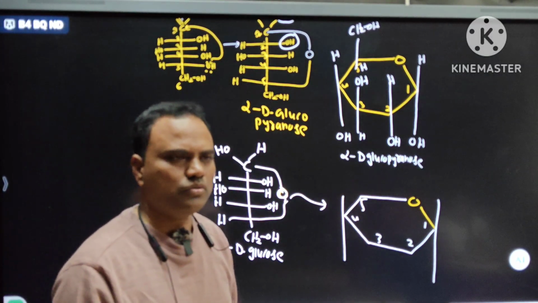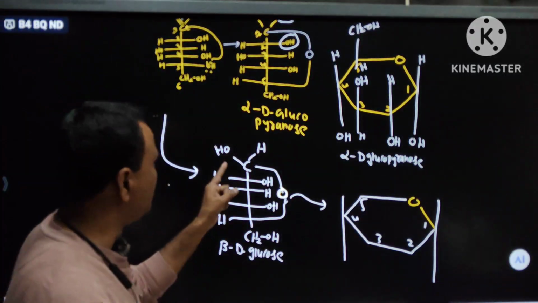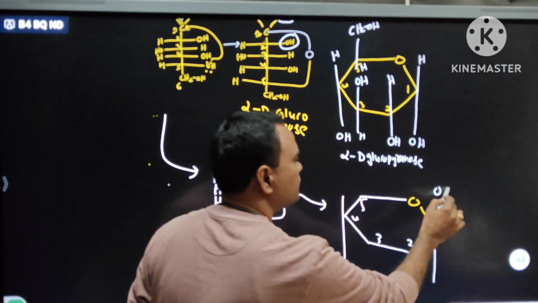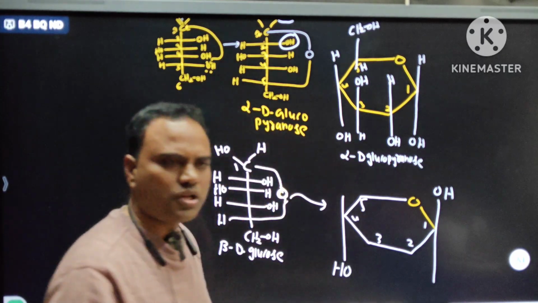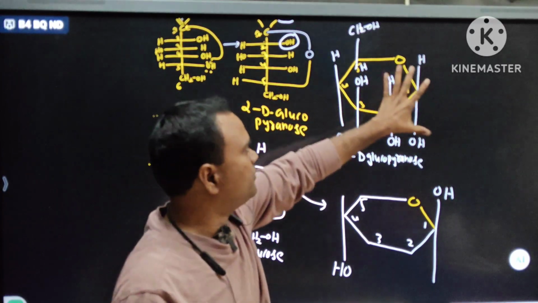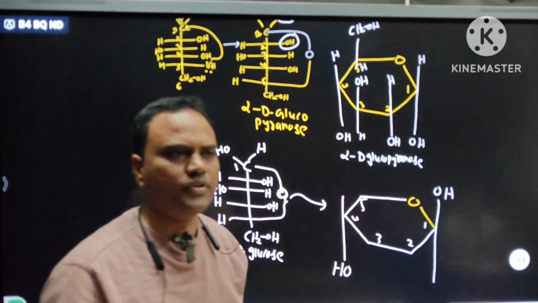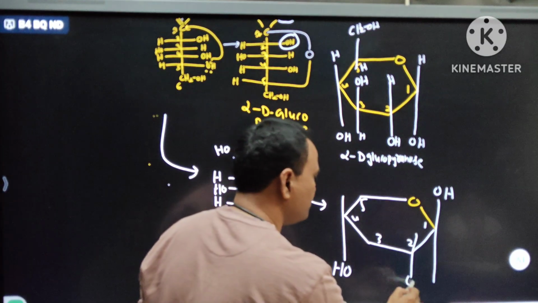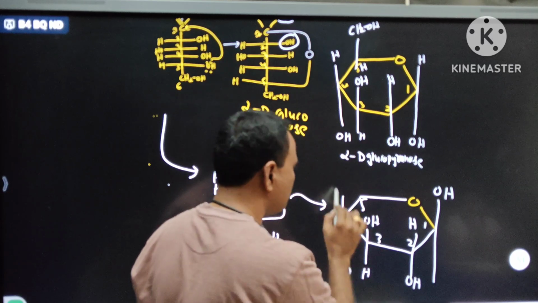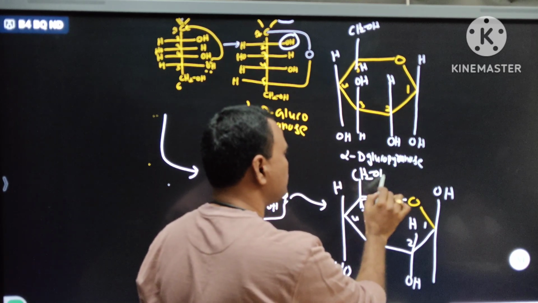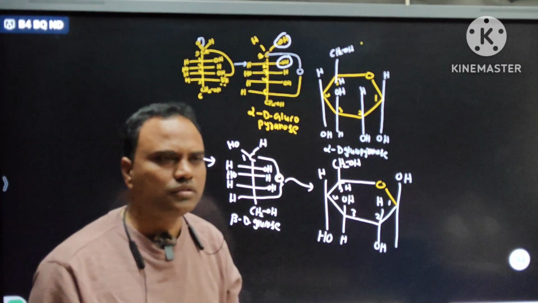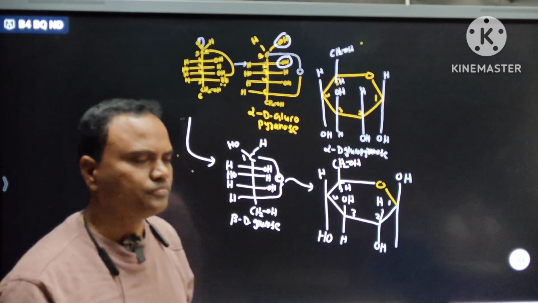In alpha D glucose, two OH groups are down, but in beta, at the first carbon the OH is on the left. The remaining structure is the same, just here only you are changing. At the first carbon only the difference will be there. No change in the remaining atoms' positions. Clear? This is CH2OH. What is the difference? The difference will be at the first carbon only.